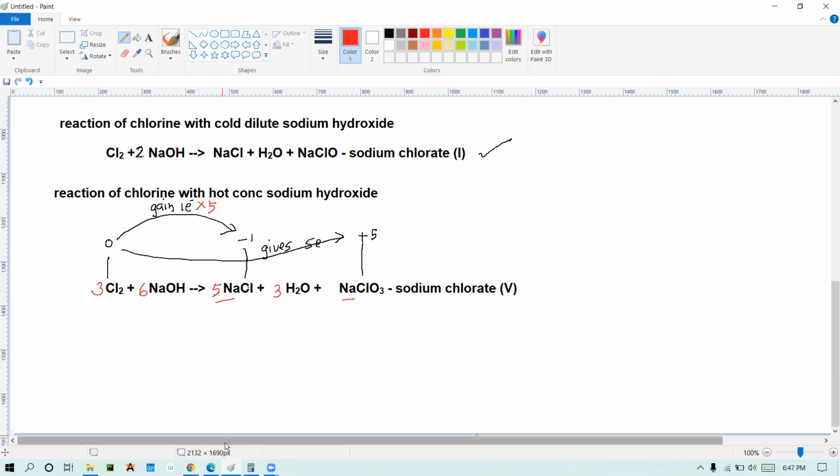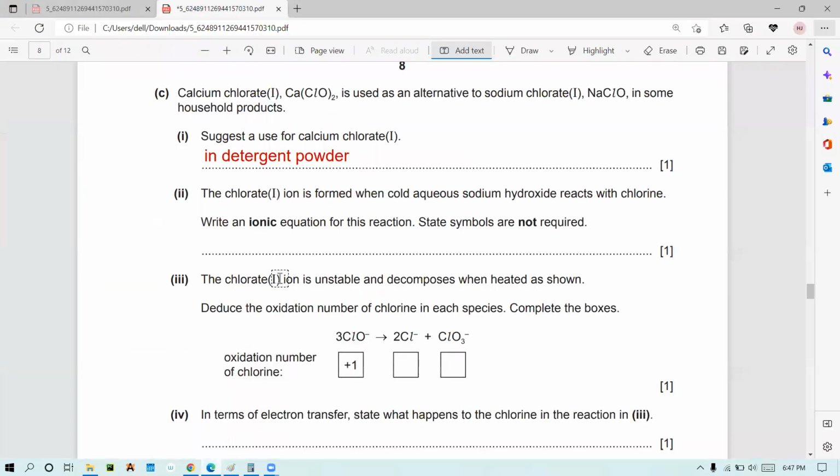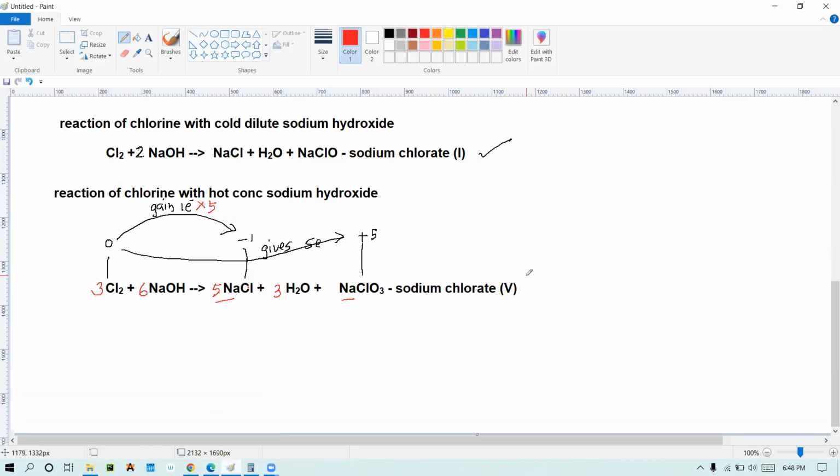So the question is not asking for this balanced equation. The question wants you to find out the ionic equation for the reaction between cold aqueous sodium hydroxide and chlorine. That can be done in this manner. Chlorine is a gas. Sodium hydroxide is aqueous. Sodium chloride is aqueous. H2O is liquid. Sodium chlorate is aqueous.